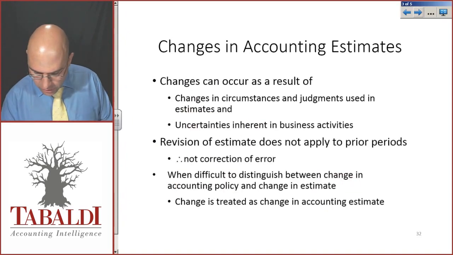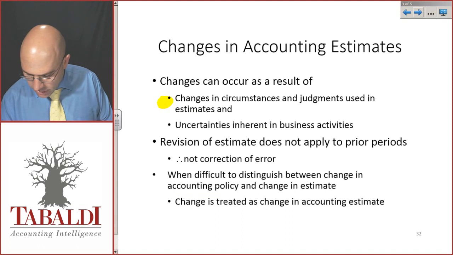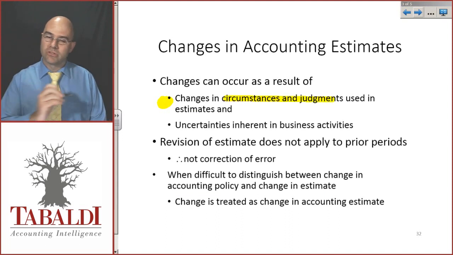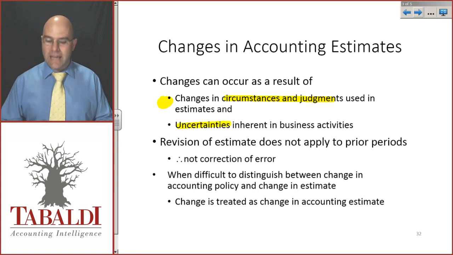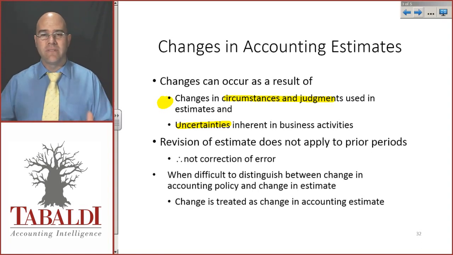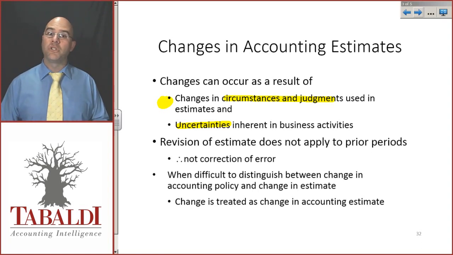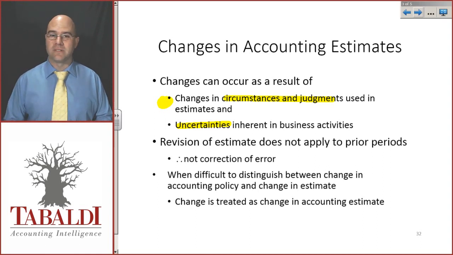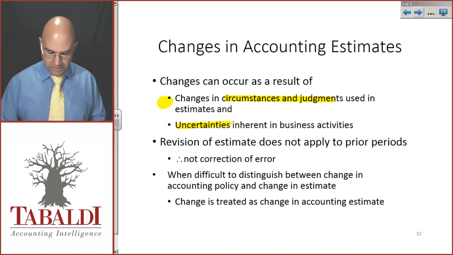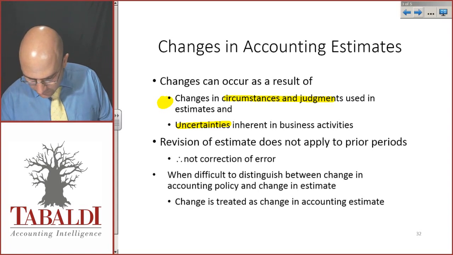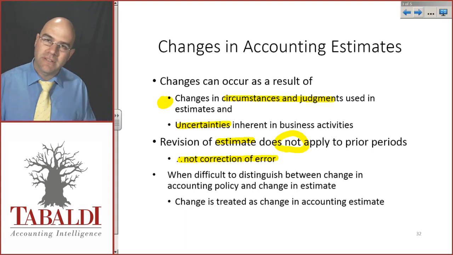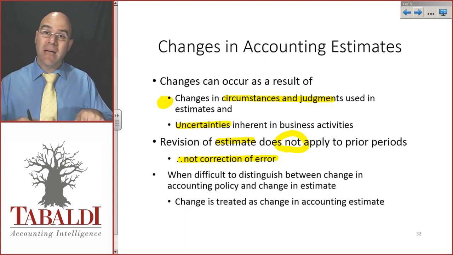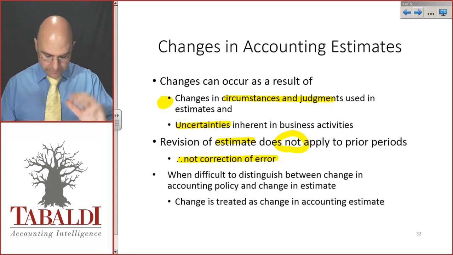Now, a change can occur as a result of changes in circumstances and judgments used to get to the estimates in the first place, and any other uncertainties that are inherent in business activities. Businesses change from day to day, year to year. Your business environment, the legislative environment in which you operate changes. There's a multitude of reasons that can cause estimates to change. Just please note, the revision of an estimate does not apply to prior periods. It's not a correction of an error. It's changing and updating your estimates from this year going forward.